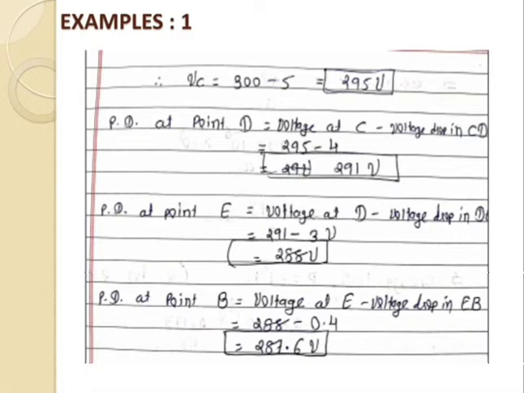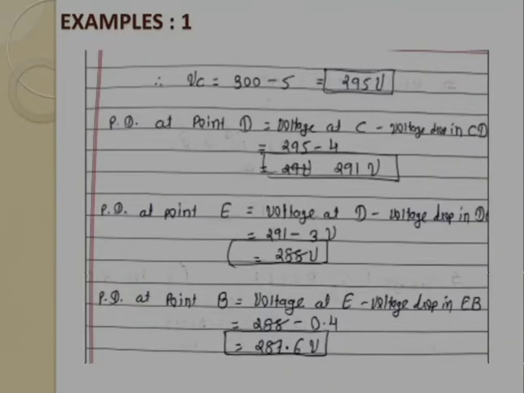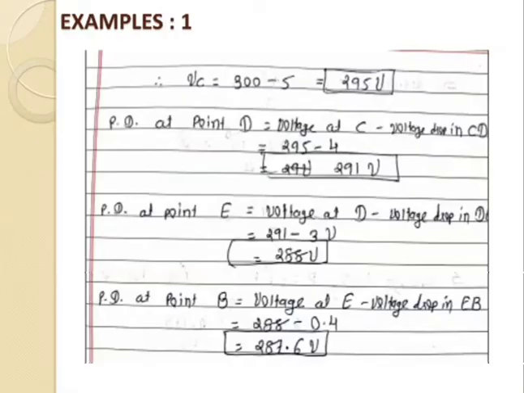From this example we calculate 4 steps. First, the current flowing through the individual section, then the resistance of the individual section, then the voltage drop in the individual section, and last, the potential difference at each tapping point. After calculating step number 4, we get the potential difference at each tapping point. So this is the finishing of this example.